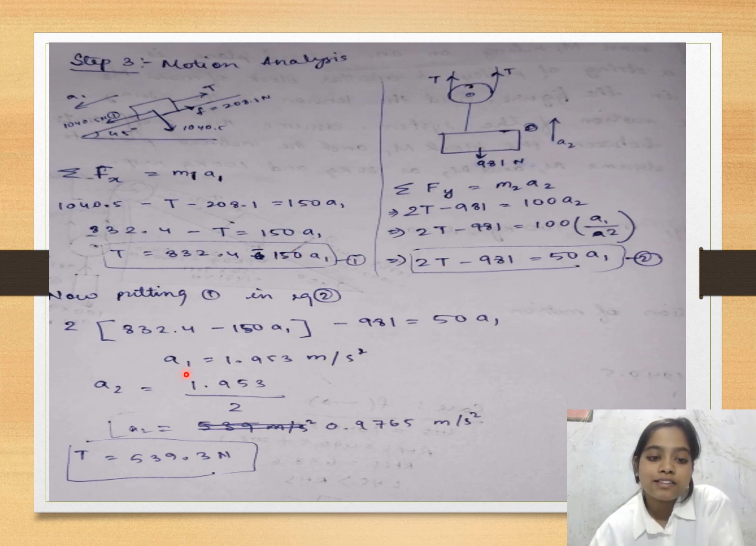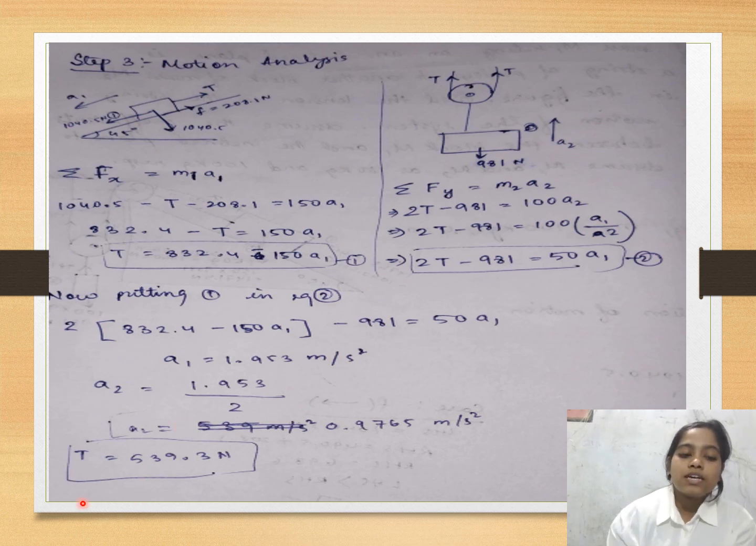Now putting this T in equation 2, we basically get the a1 value as 1.953 meter per second square, and the acceleration for 2 as 0.9765 meter per second square. And also by equating we get the tension equal to 539.3 Newton.